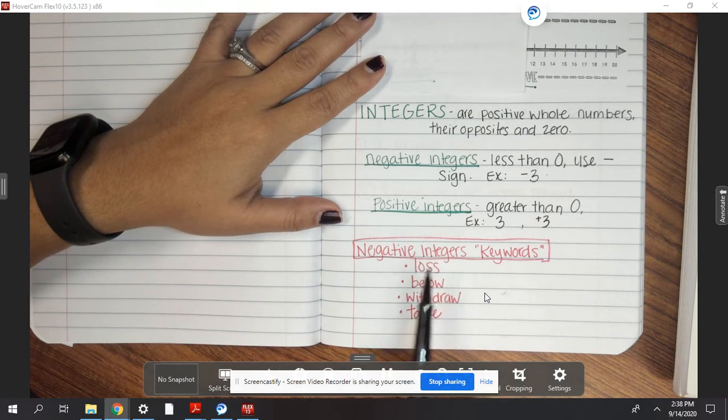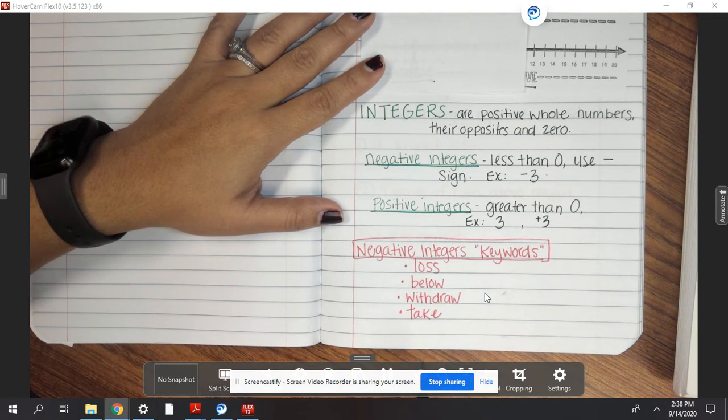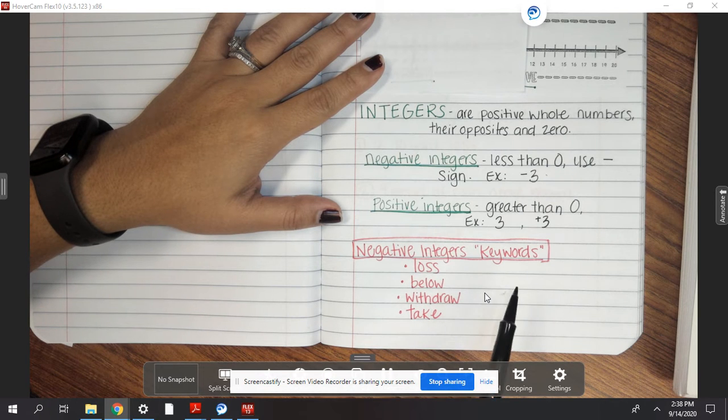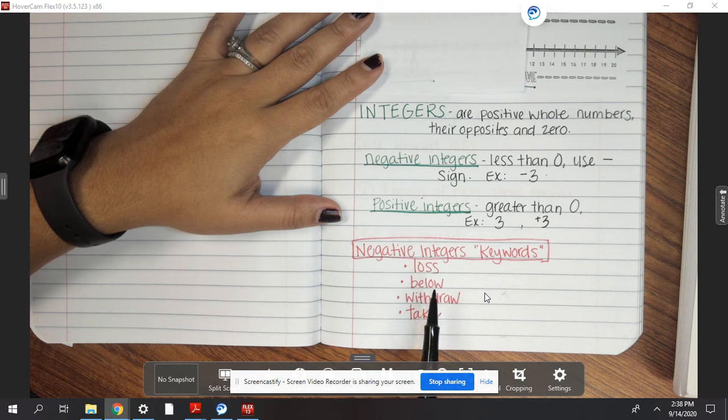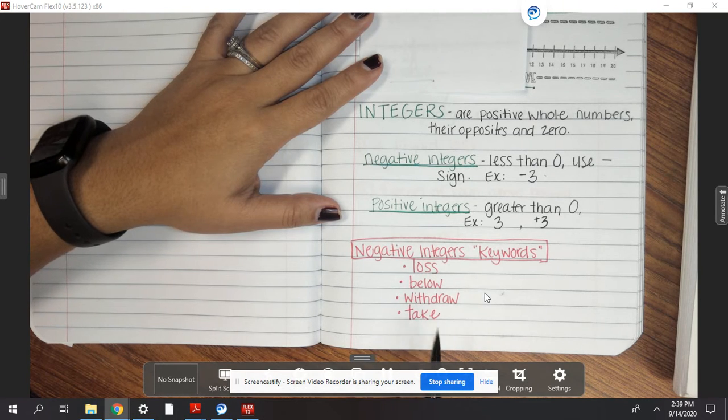Some of the things that we're going to be talking about, we're going to be generating integers based on a situation. And so you need to know some of these keywords. So if I know I'm going to be writing a negative integer, some keywords I might see when I'm reading a situation might be loss, below, withdraw, or take. So those are those keywords. If we start to see more keywords, we'll add to that. But for now, we're going to write that one down.